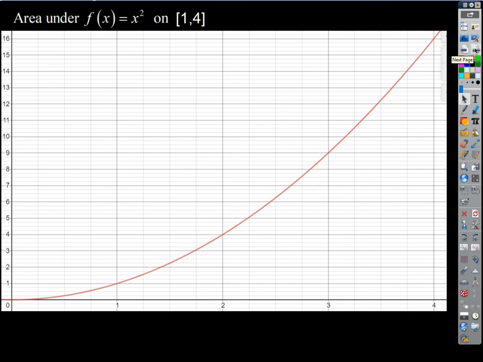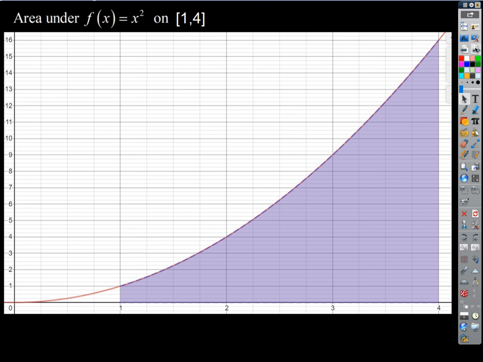So here's our project for tomorrow. We want to try to come up with the area under the function f of x equals x squared on the interval from x equals 1 to x equals 4. So the area just would look like that. That's the area we want to find. We've got to think of a way we can apply the same kind of thinking to an area under a curve. Any preliminary suggestions with this?